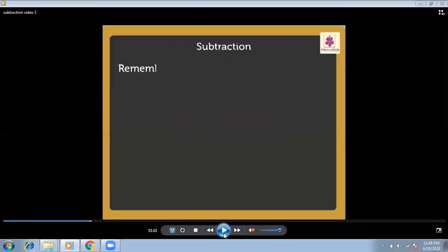So these are the terms used in subtraction, and you have to remember these terms, or better, memorize these terms. So if they are used anywhere in the questions, it is easy for you to understand what is actually being asked in the question.